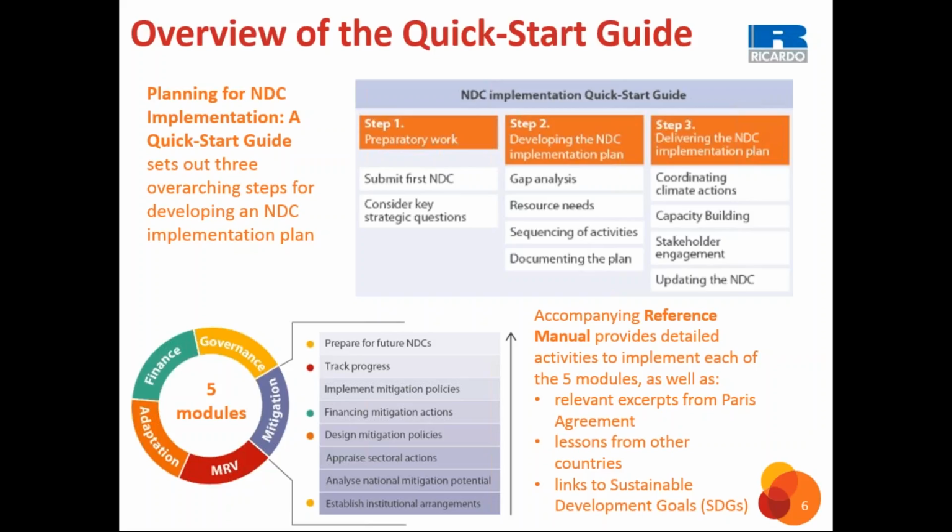The second key step is developing the NDC implementation plan. This includes a gap analysis to understand what's already been done in country and what the next steps might therefore be. It involves an assessment of the resource needs for carrying out the NDC implementation activities. It also includes a sequencing of activities to understand what are the priority short-term activities and what are the more medium and long-term activities. And it also involves just documenting the plan, so turning this all into some kind of NDC implementation plan or roadmap.